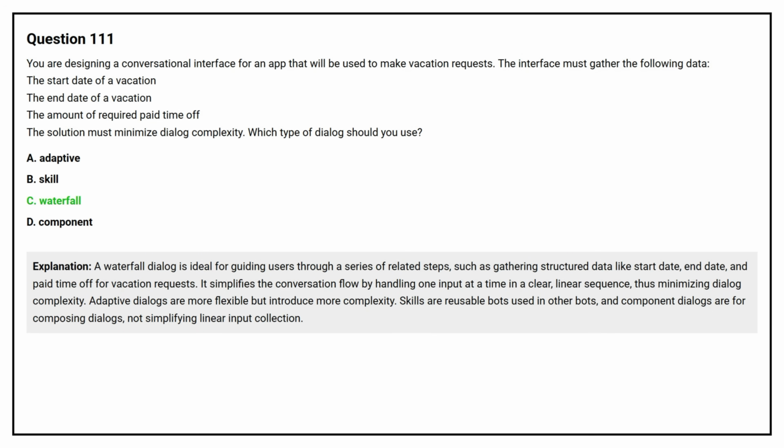A waterfall dialog is ideal for guiding users through a series of related steps, such as gathering structured data like start date, end date, and paid time off for a vacation request. It simplifies the conversation flow by handling one input at a time in a clear, linear sequence, thus minimizing dialogue complexity. Adaptive dialogues are more flexible but introduce more complexity. Skills are reusable bots used in other bots, and component dialogues are for composing dialogues, not simplifying linear input collection.